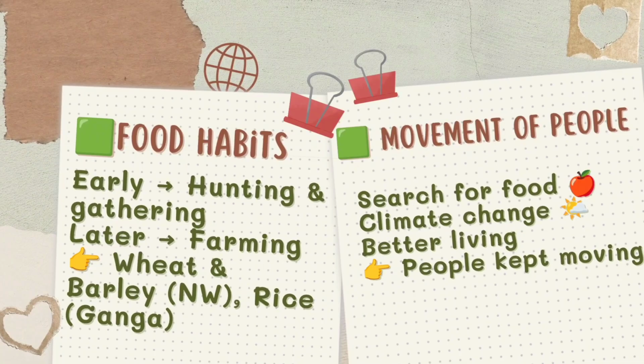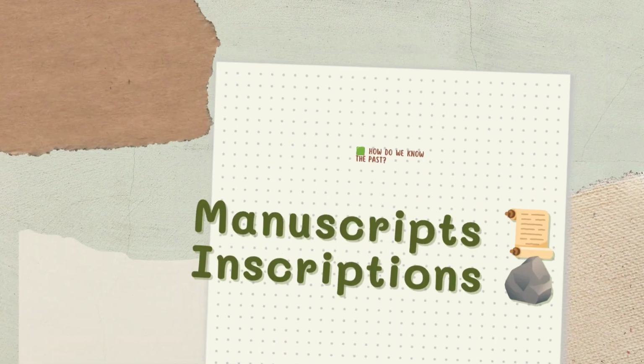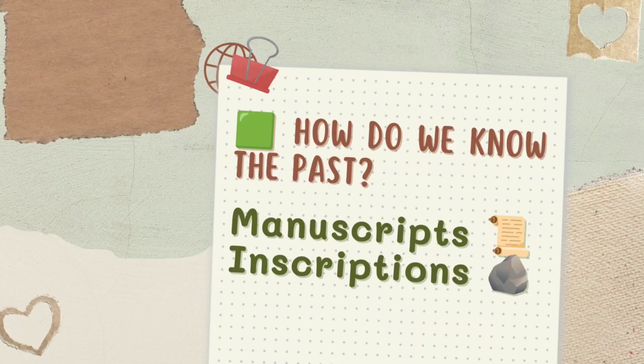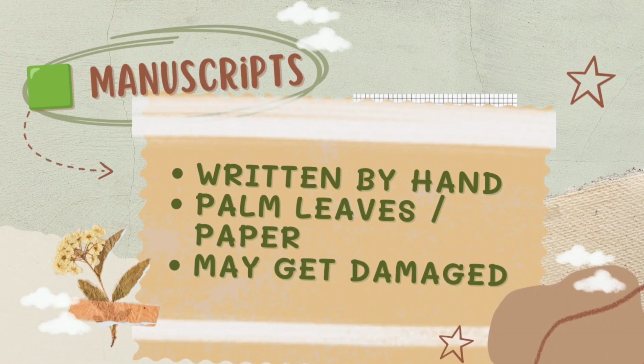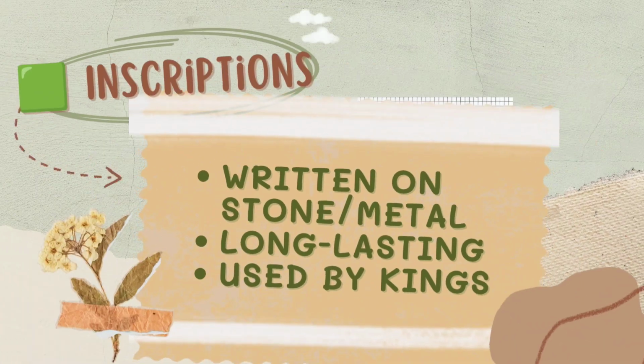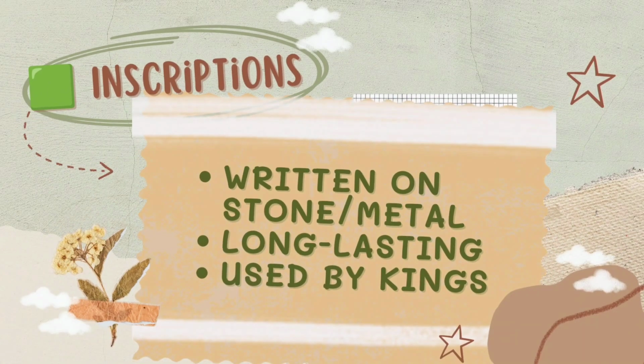Now the most interesting question, we were not there. So how do we know all this? Historians use sources. First, manuscripts. These are handwritten records. And second, inscriptions. These are written on stone or metal. For example, kings wrote their achievements on rocks. So these are like messages from the past.